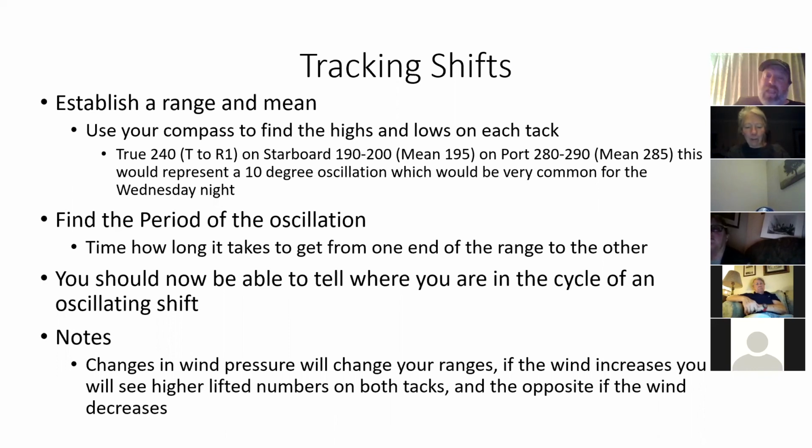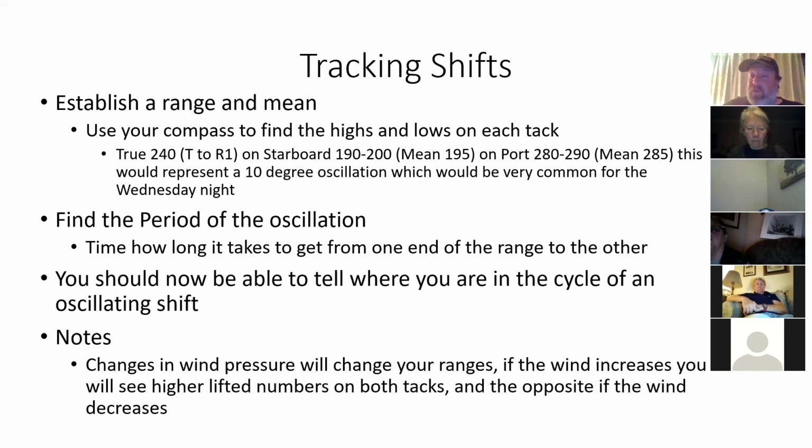So a range, I would say, if you sail upwind for a little while as you sail through your race, or if you go out a couple of minutes early, put some sails up and sail for a little while before a race, you want to establish your range. So on starboard tack, we're going to call our range 190 to 200. That would indicate we have a 10 degree oscillation between our low number and our high number. We have a mean, which is pretty much the middle number in our range, which would be 195.